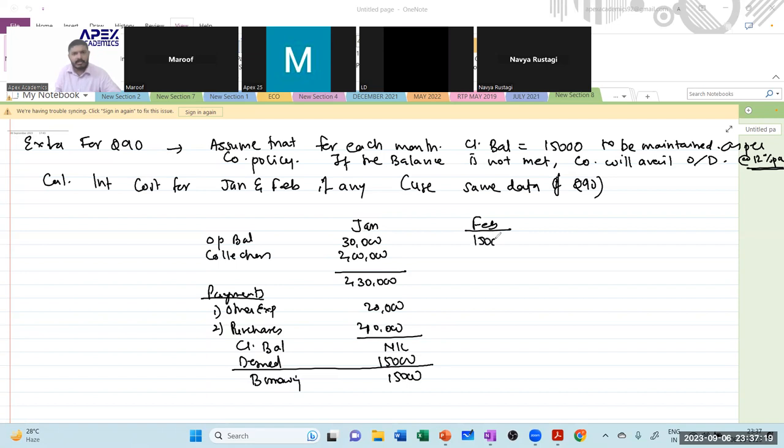Let's come to Feb. This is my opening balance. Agreed or disagreed? Now from 0, you have made a borrowing of 15,000 that automatically becomes your opening balance. Agreed or disagreed? Please tell me that.